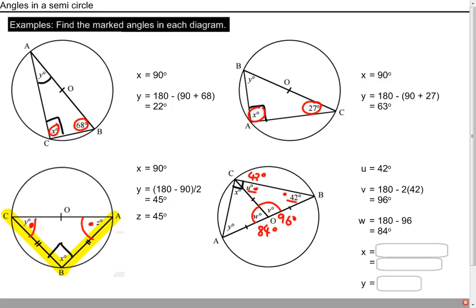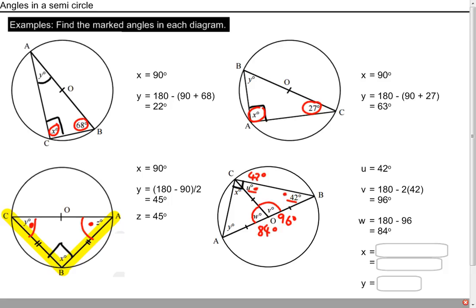Again, more dashes. I know this is the same as this. Again, notice it's two radii there. So I've got another isosceles triangle. So this means this angle is the same as this angle. Diagram's getting a bit cluttered, so I'm going to remove those.